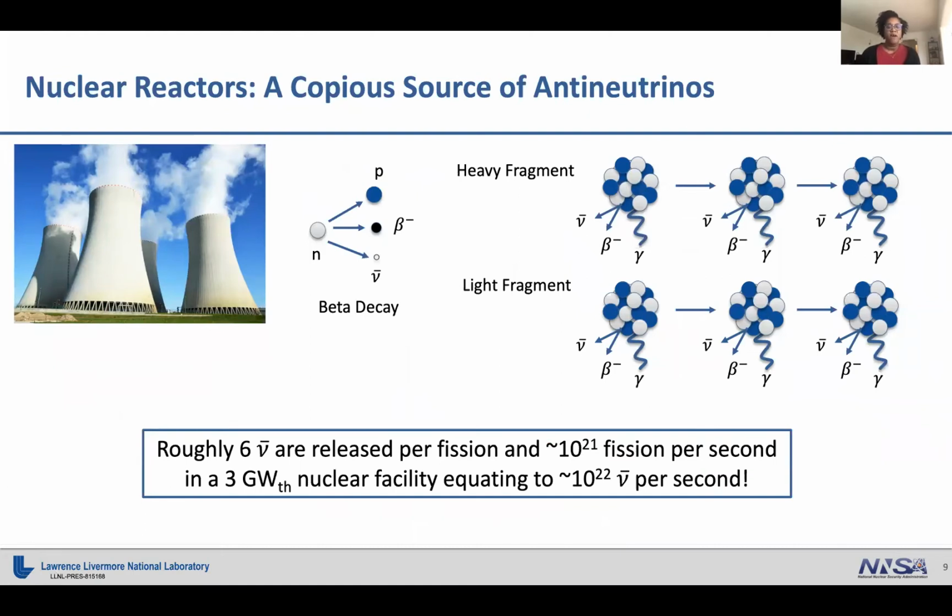And so again, nuclear reactors produce a lot of energy. If you have roughly 6 antineutrinos released per fission, then you could expect about 10 to the 21st fissions per second from about a 3 gigawatt nuclear facility. And so in total, that's about 10 to the 22nd antineutrinos per second. That's a huge number of antineutrinos emitted from just a single nuclear reactor complex.